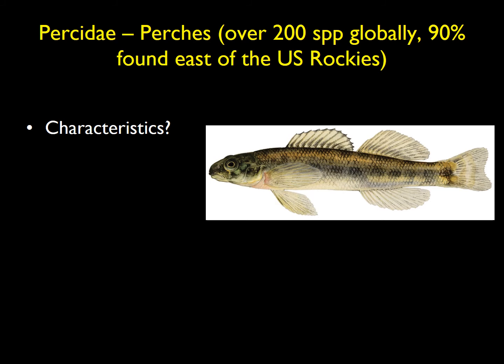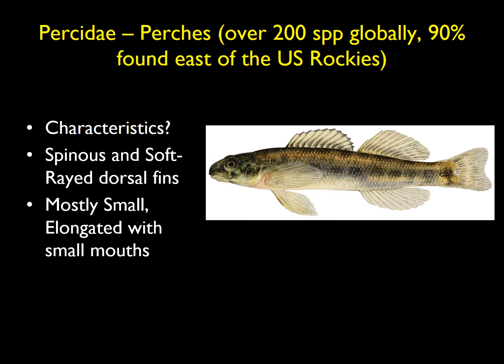So there are two families that we're going to concern ourselves with here. The first is Percidae. These are the perches. Over 200 species around the globe, but over 90% of those are found east of the Rockies. These actually migrated from Europe, as we'll talk about in a second, but they've diversified so that now they're most diverse as darters east of the Rockies. They have the spinous and the soft ray dorsal fins, because of course they're perciforms. But what sets the Percidae apart from the Centrarchidae, which we'll look at in a second, is that they have a long, slender body shape with very small mouths.